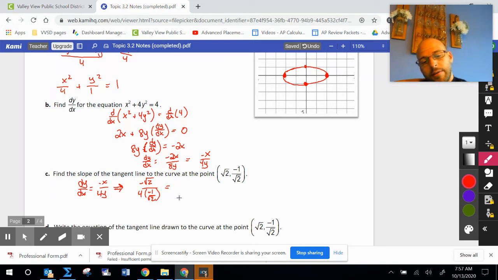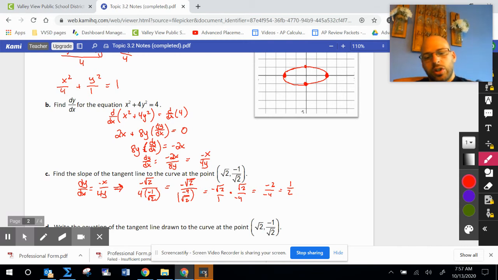I'm going to say a negative square root of 2 over a negative 4 over square root of 2. Now I can multiply by the reciprocal here. Right, which gives me a negative 2 over a negative 4, or a positive 1/2. So the slope at that point is going to be a positive 1/2.